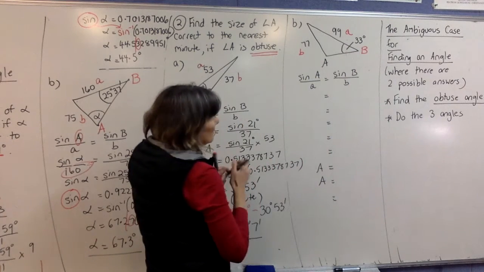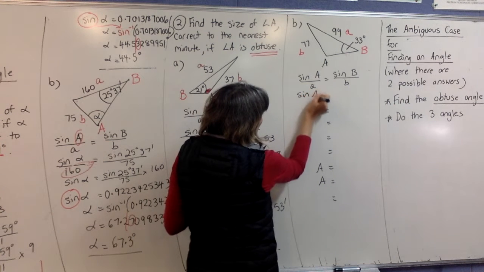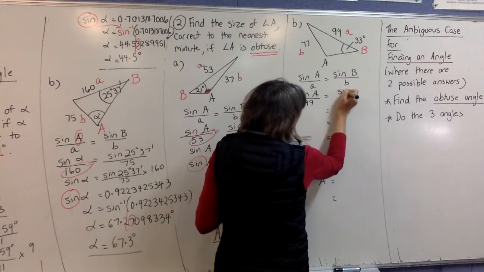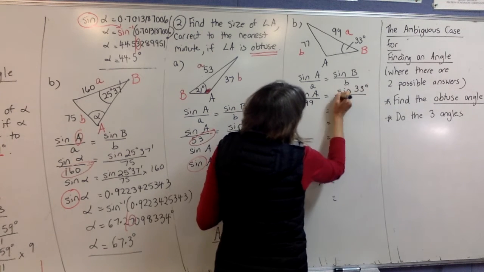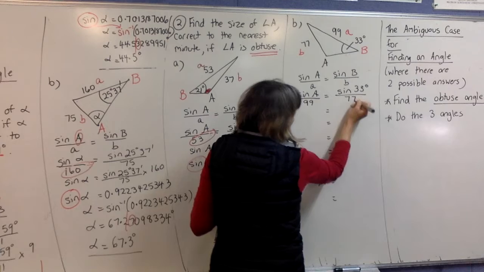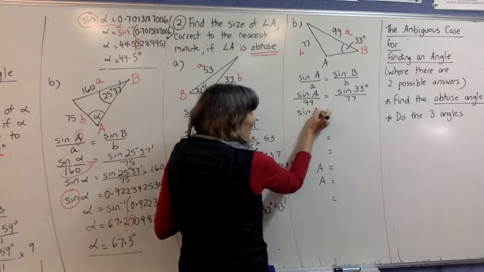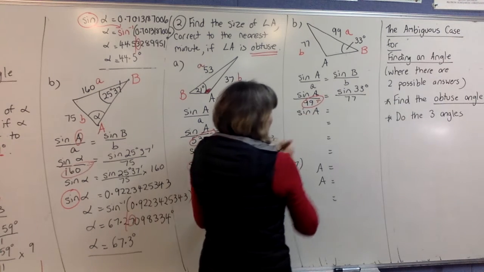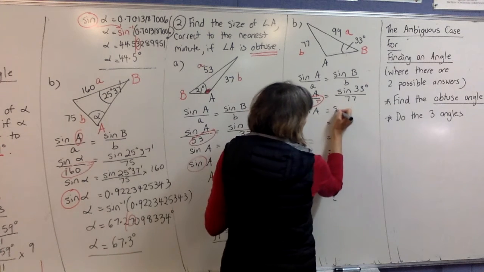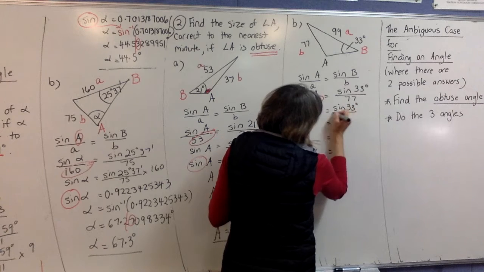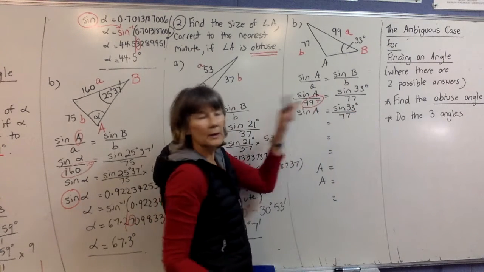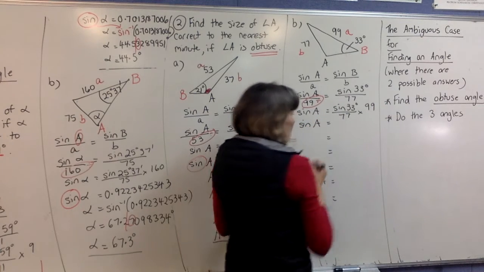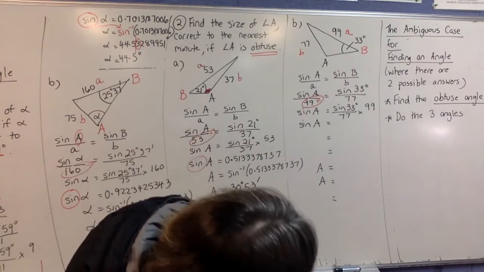So let's sub in. We have sine A over 99 equals sine B over 77. Right, now we're finding sine A. Get rid of the divided by 99. Come over to the other side, copy what you see. Opposite of divided by 99 is times 99.